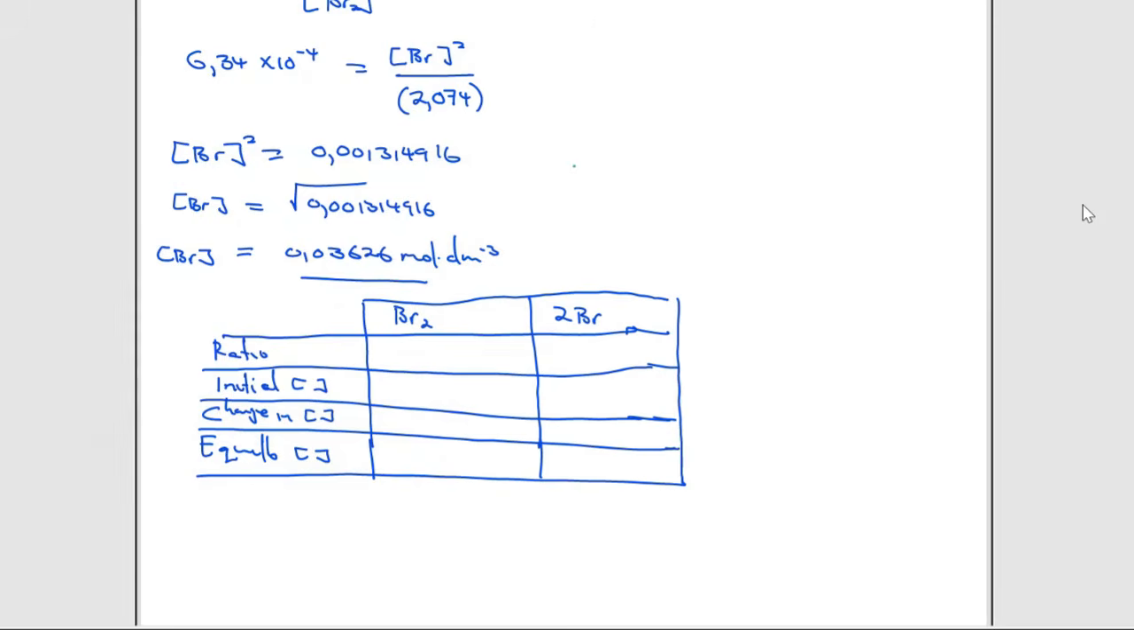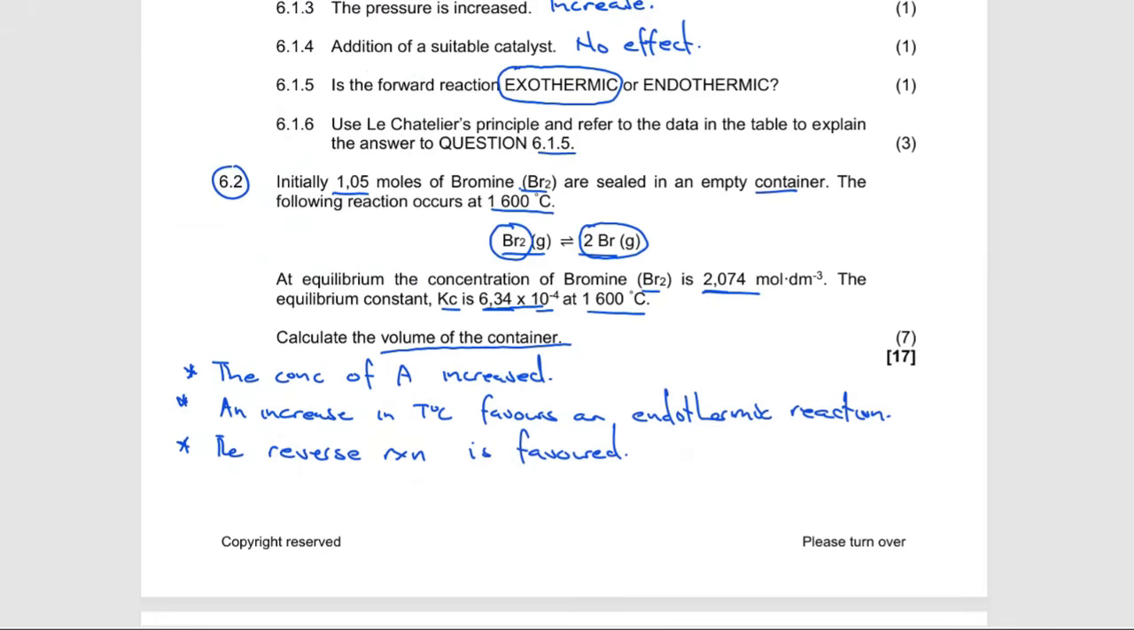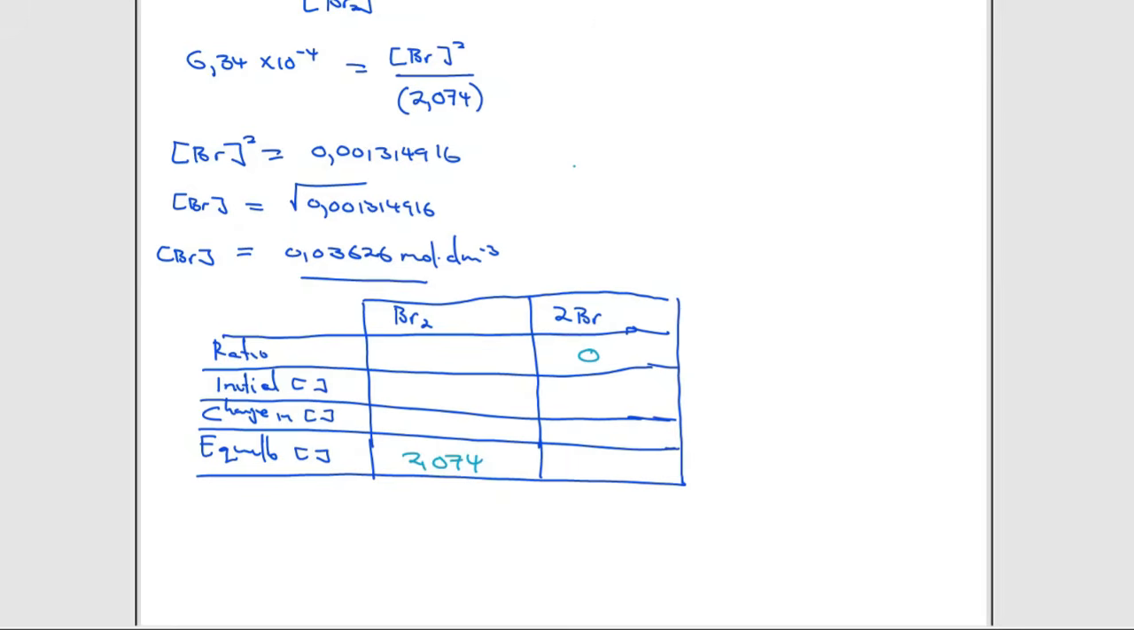In terms of this, we started with 0 on this other end. What we also know is that at equilibrium, the concentration of our Br2 was 2.074 according to the data that is given there, 2.074 mole per dm cube. The initial concentration, sorry, was 0, but the ratio at the top we're going to say is 1:2.